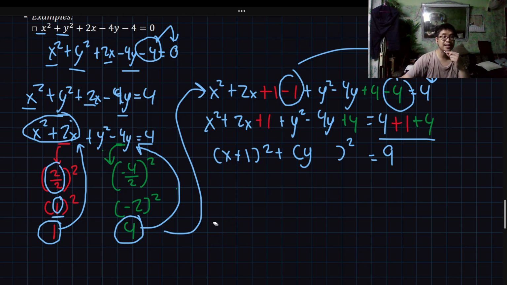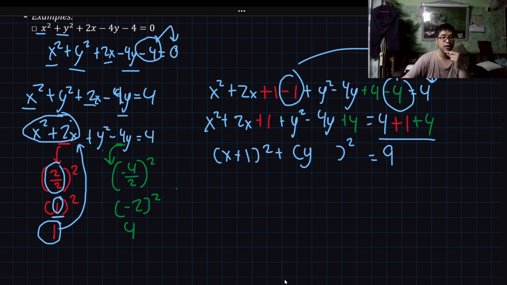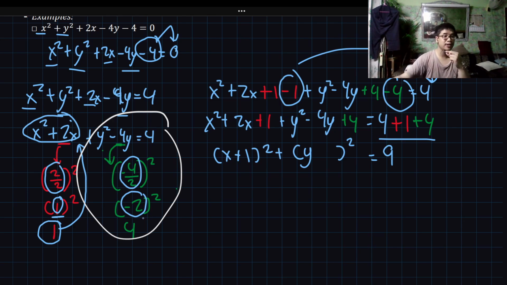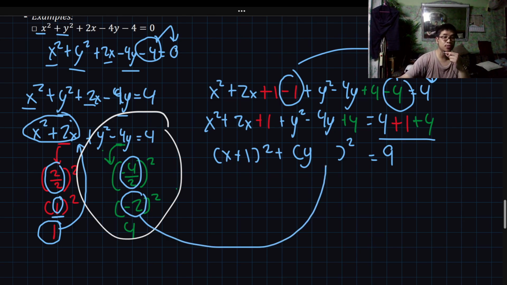Now, likewise, that's what we're going to do for the y. Remember, we go back here, to this one. Remember that we divide negative 4 by 2, which resulted in negative 2. So now what are we going to do? What's inside the parenthesis, you are going to put here. Since we have negative 2, that means we have y minus 2.